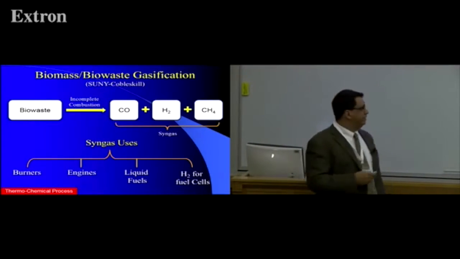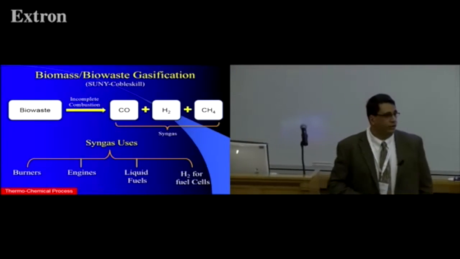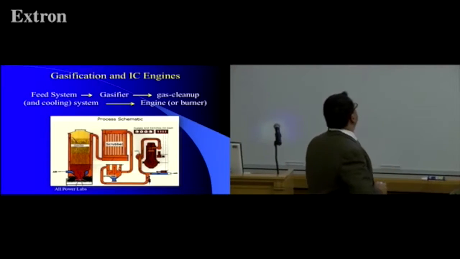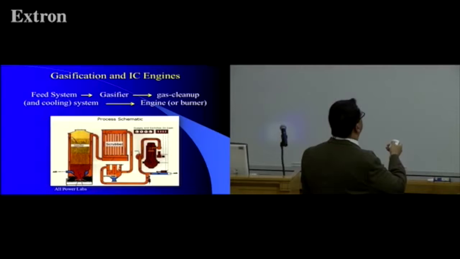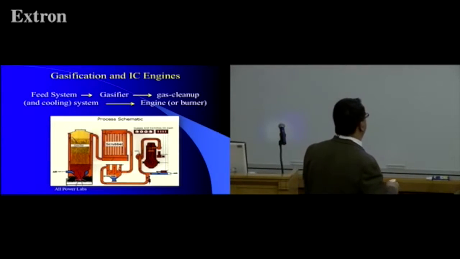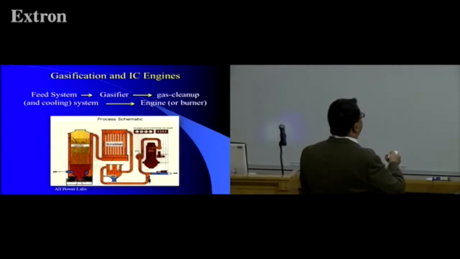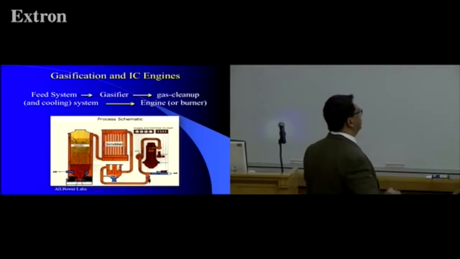However, my favorite use of syngas is to use it directly in engines, to run your car, to run your generator, and so on. So basically, the setup looks like this. You have your gasifier or reactor, and a feed system that goes into the gasifier. You're feeding it with biomass in pellet or chip form. It gets gasified, and then the syngas goes into a cooling system, then a gas cleanup system, and then into the engine.